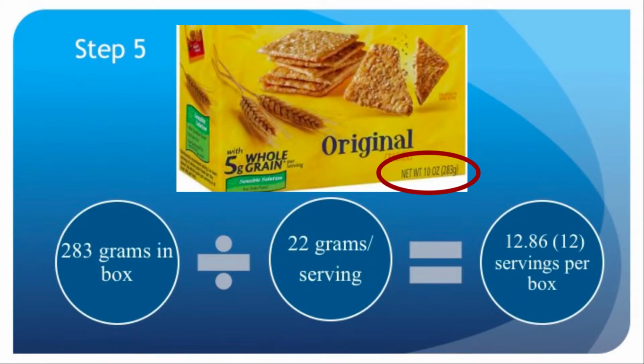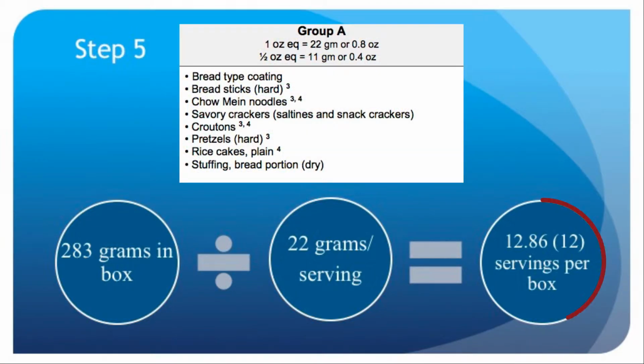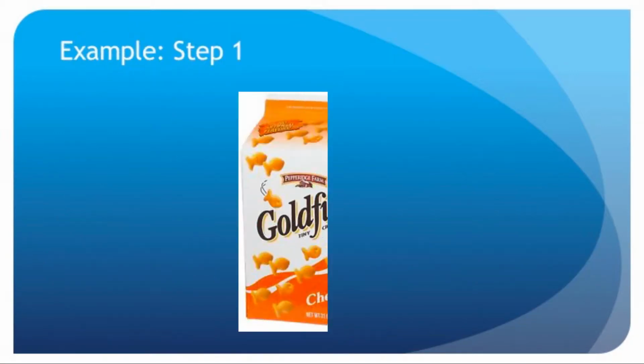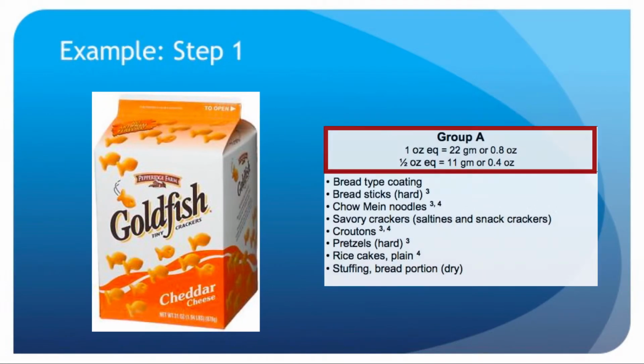Step 5 is to divide the weight of the package by the weight of the planned serving size from Step 4 to determine the servings per purchase unit or package. Let's go through an example using a 31-ounce box of fish crackers, which are savory crackers. Step 1, we find the savory crackers in Group A of the grain chart.